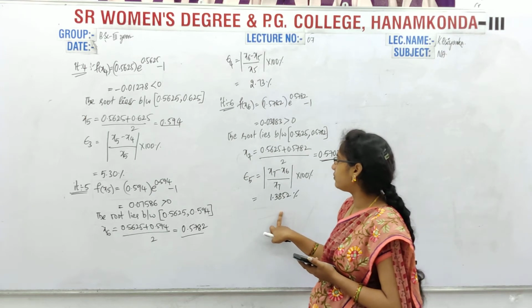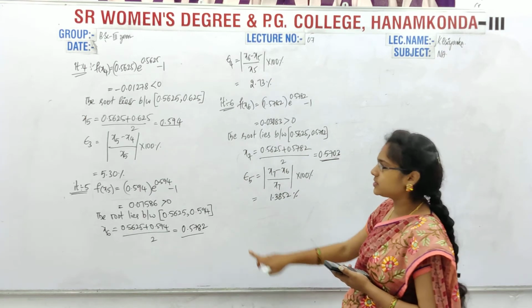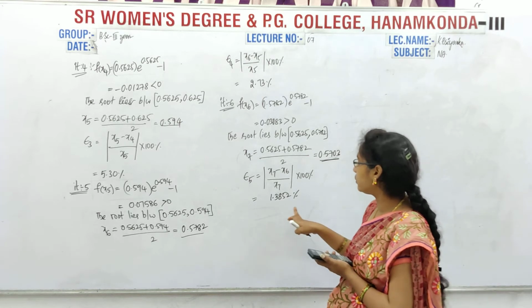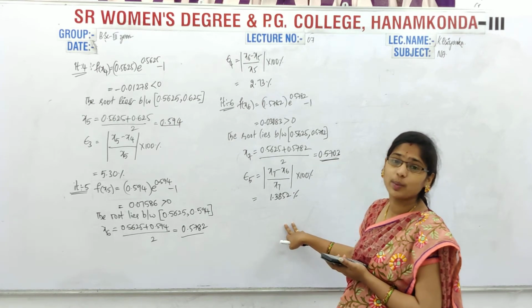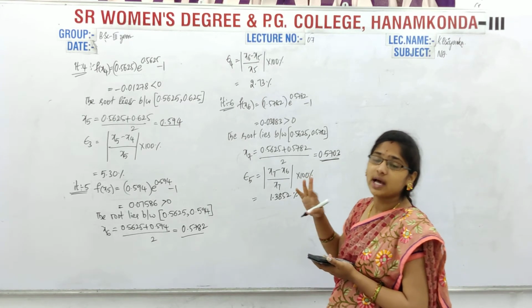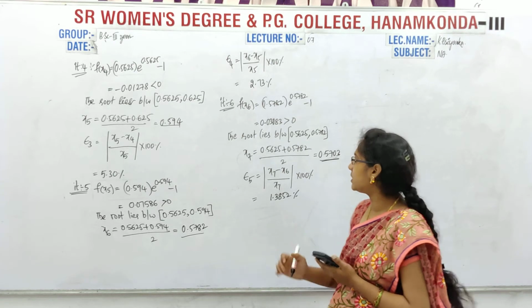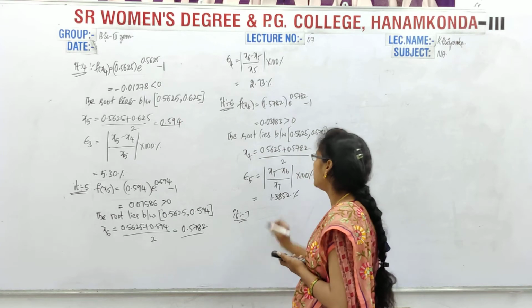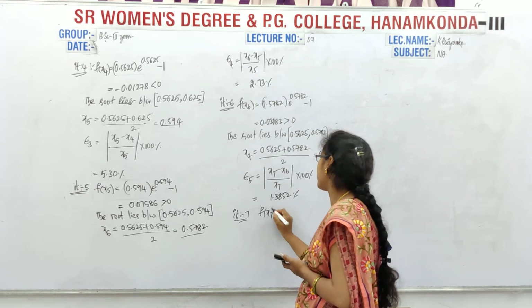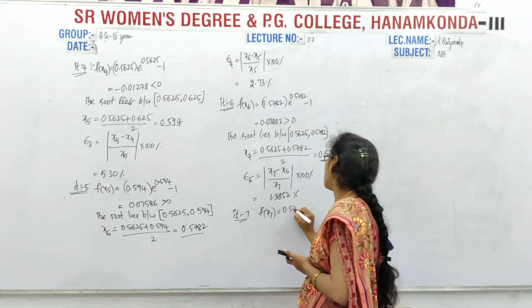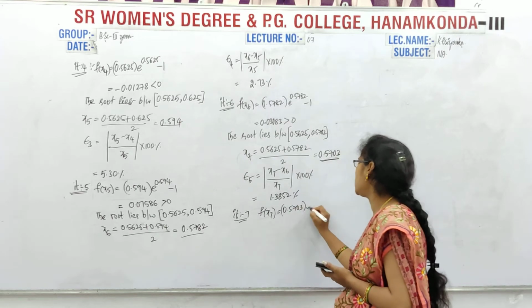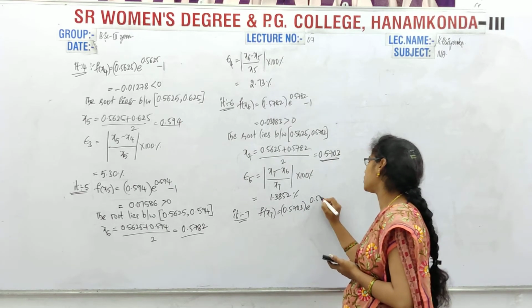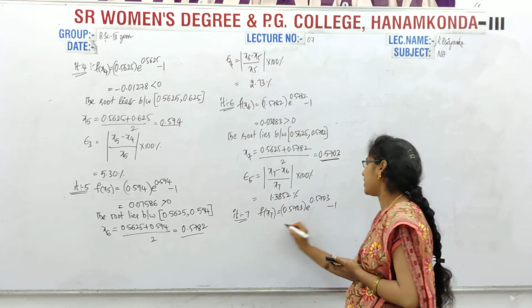So next, again what do we have to do? Of course the value is not exact, and we have to calculate the error up to 0.05%. It should come near that or less than that. So that's why iteration number 7. Now f of x7 equals 0.5703 into e power 0.5703 minus 1.